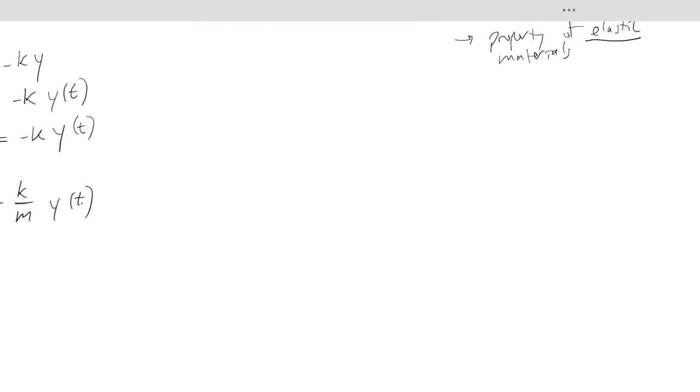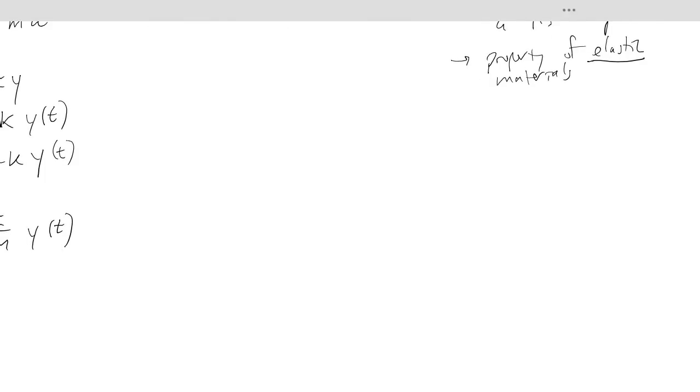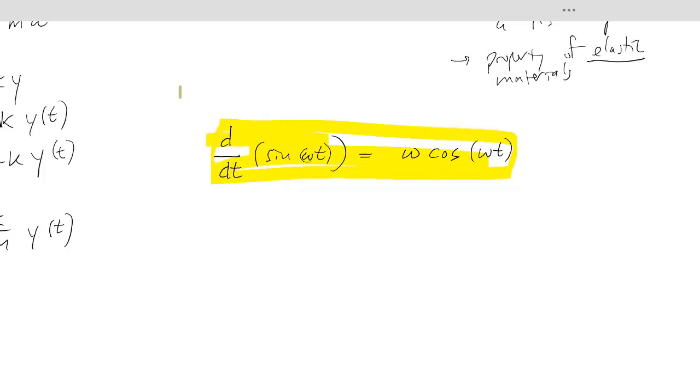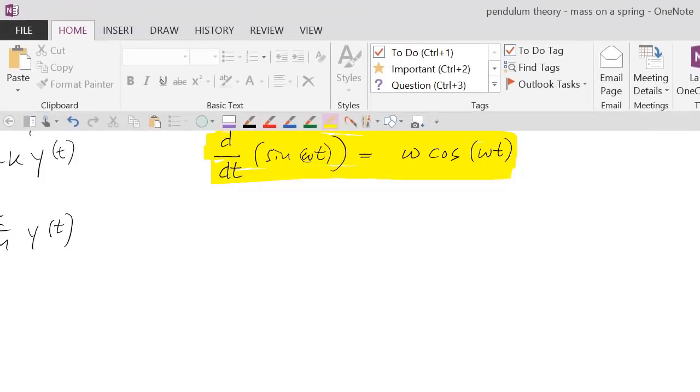Now, let's just look at some of our derivative rules. This is where I consider that if I take the derivative with respect to time of sine of some number omega times t, that's inside the sine function, I get the derivative of what's inside times the derivative of the sine function. Derivative of sine happens to be cosine. So this is just a rule you could use for taking the derivative of a sine function that has something inside of it, some number inside.